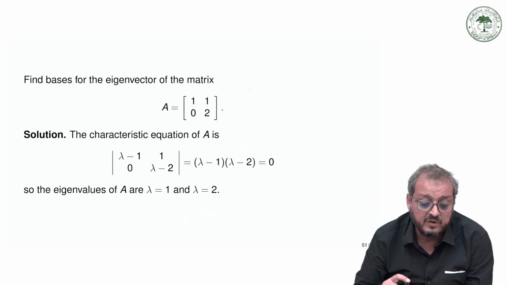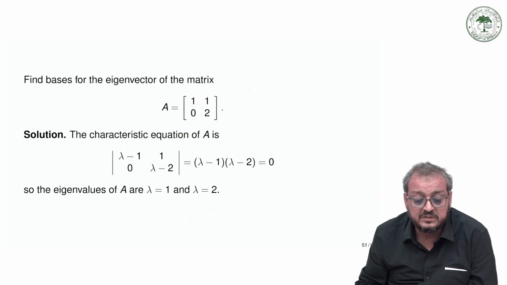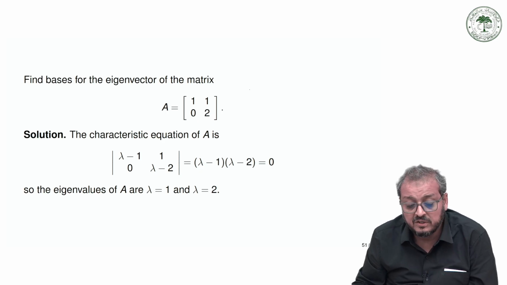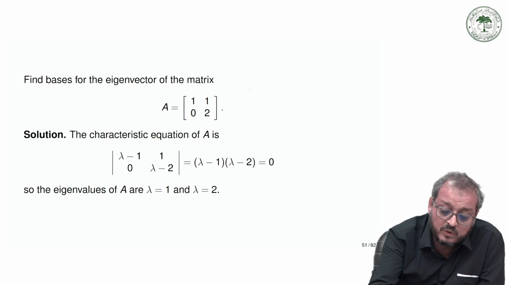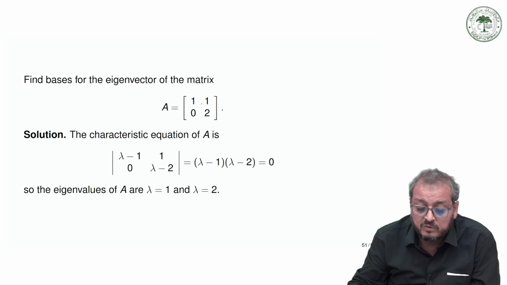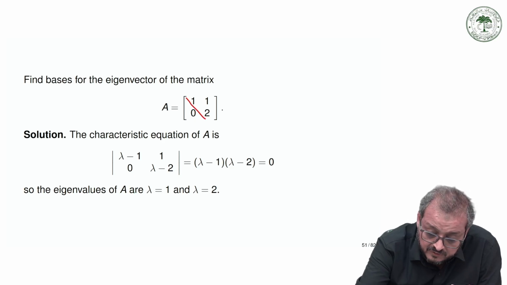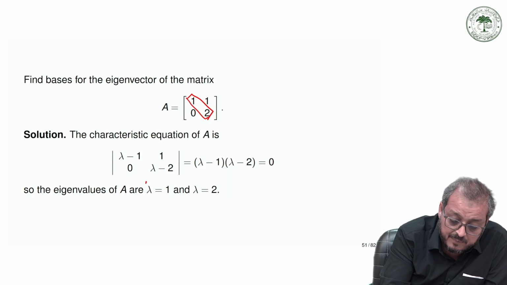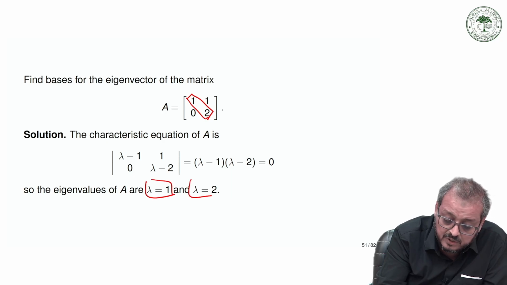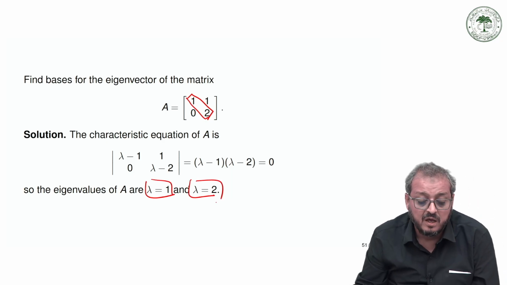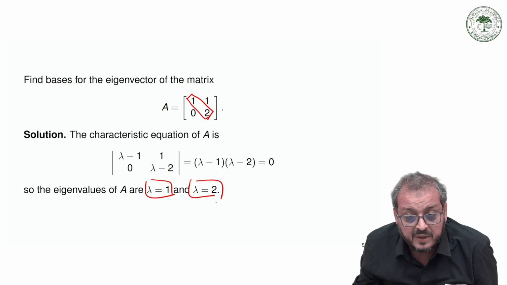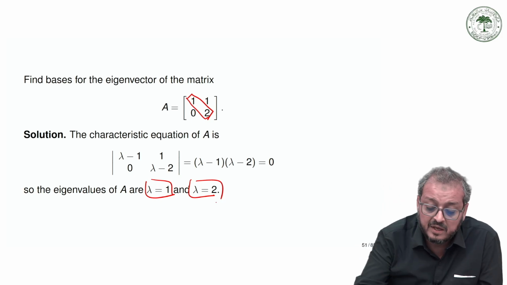Okay, now we have to try to find this vector. This is the lower triangular matrix, and you know that the eigenvalues of this are, according to the theorem, clearly lambda 1 is equal to 1 and lambda 2 is equal to 2. Now we try to find the basis, or you can say the eigenvector of this.